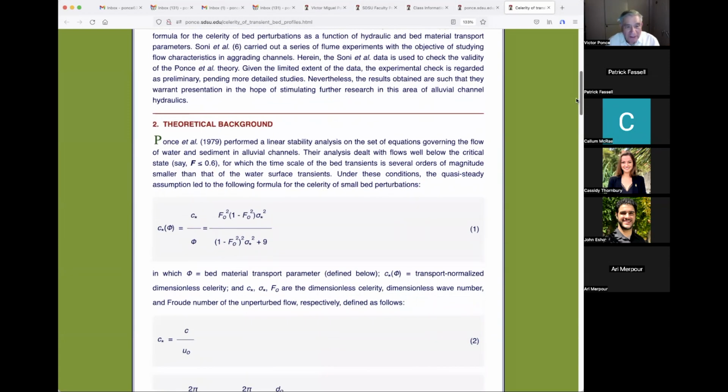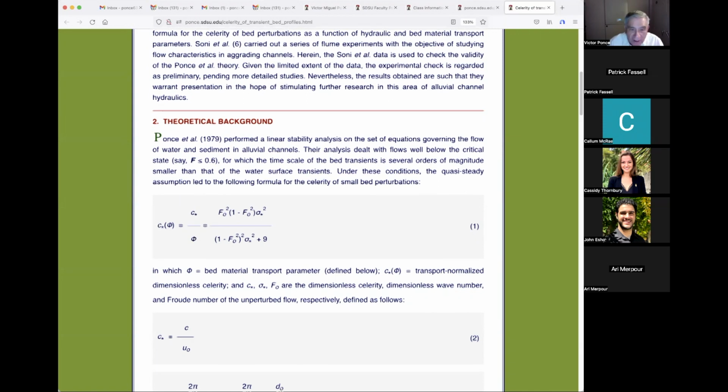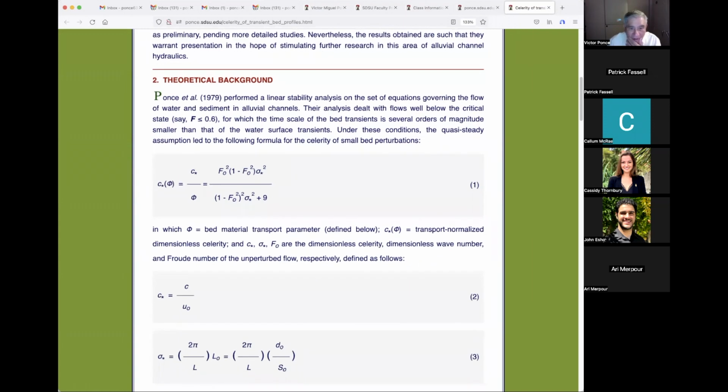That's very good. So for the theoretical background, we performed a linear stability analysis on the sediment equations, not the water equations. The S-curve, which you have heard me talk about, was on the water equations, simple water equations. This was more on the sediment equations. And we came up with this formula, where we very smartly non-dimensionalized the celerity, taking out the transport function. So the transport normalized dimensionless celerity is C sub naught or C sub star over phi, where phi is a transport function. And we came up with this formula, okay?